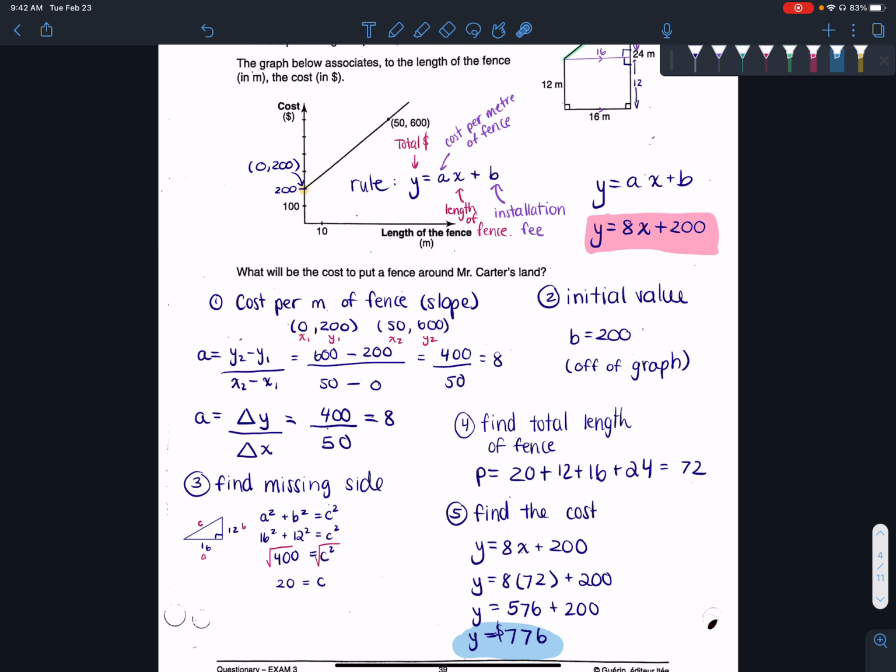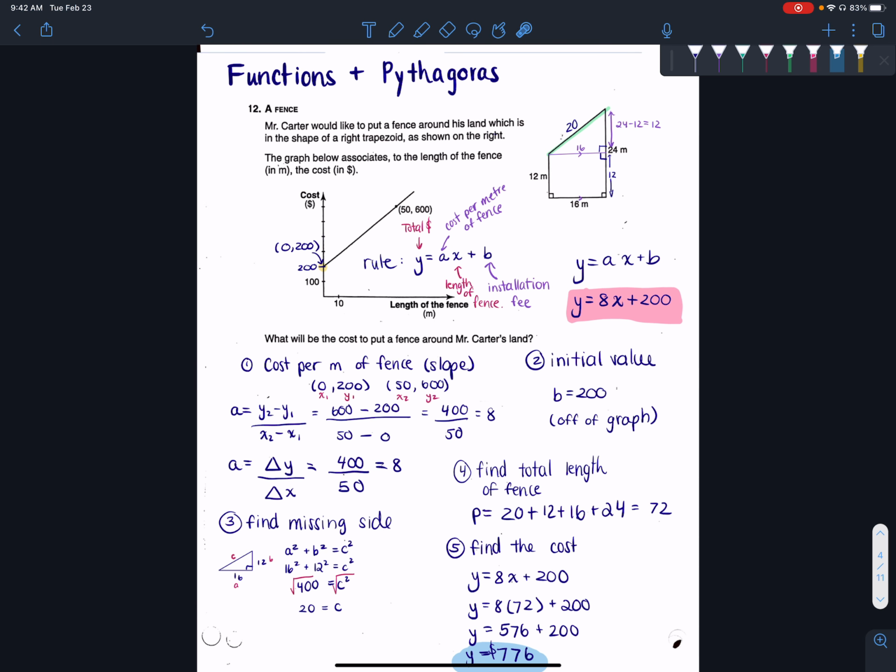Okay, that is it. So that's how you do a complex functions Pythagoras question. All questions are a little different. The main thing that's important is understanding what you need to do, figure out what the question's asking, what information you have, and going from there.